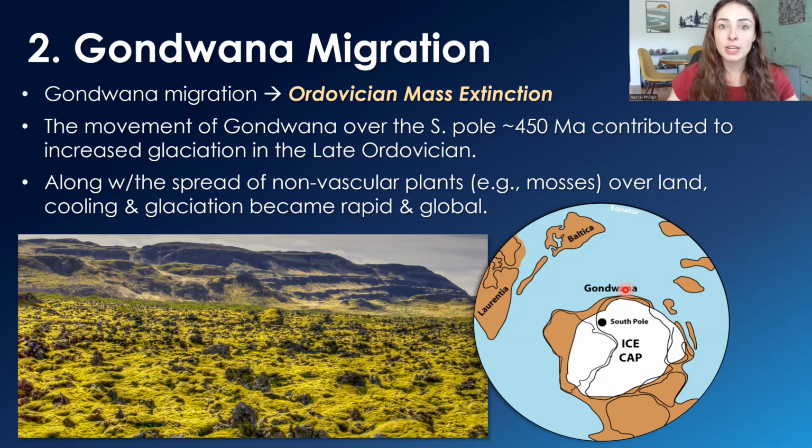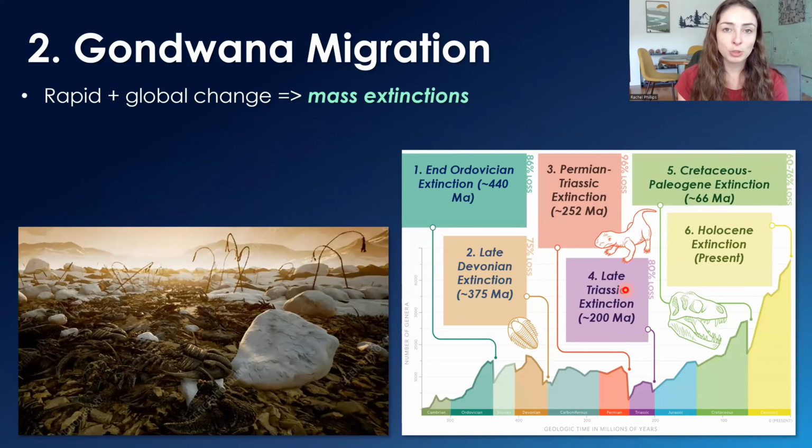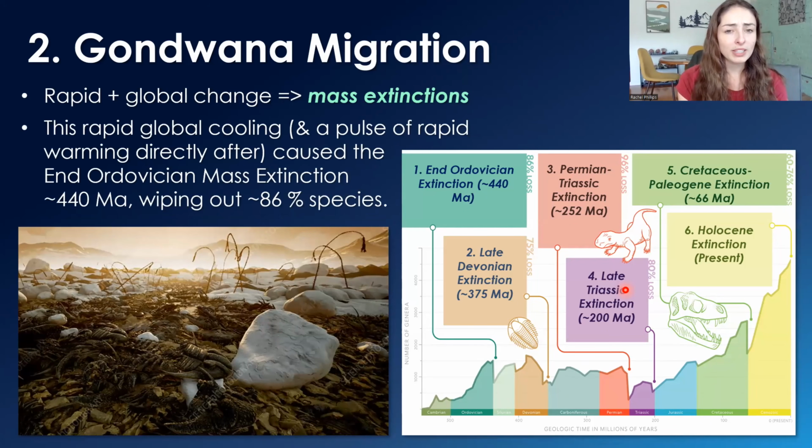In other words, the reflection of more sunlight off of Earth's surface, leading to cooler climates. And as we know, rapid and global change of any kind, cooling or warming, leads to mass extinctions if Earth's history has any say about it. And this rapid and global cooling event, as well as a pulse of rapid global warming right after, caused the end Ordovician mass extinction event around 440 million years ago, which wiped out around 86% of all species. I have a video about the Ordovician mass extinction event. If you want to check it out, I will link it to the top right here.